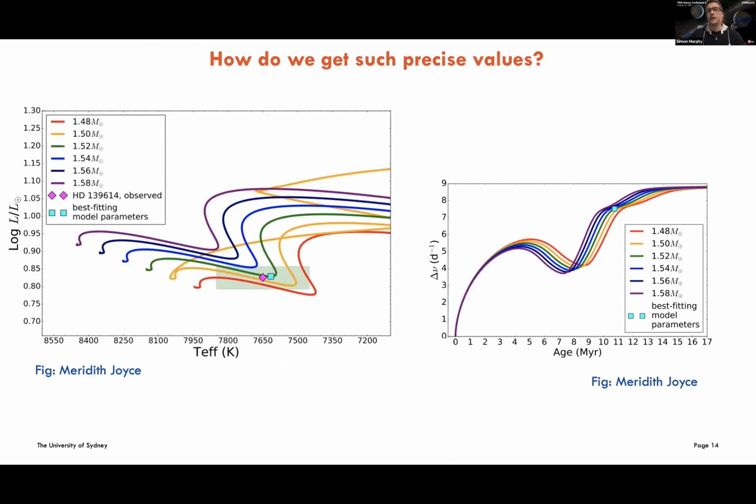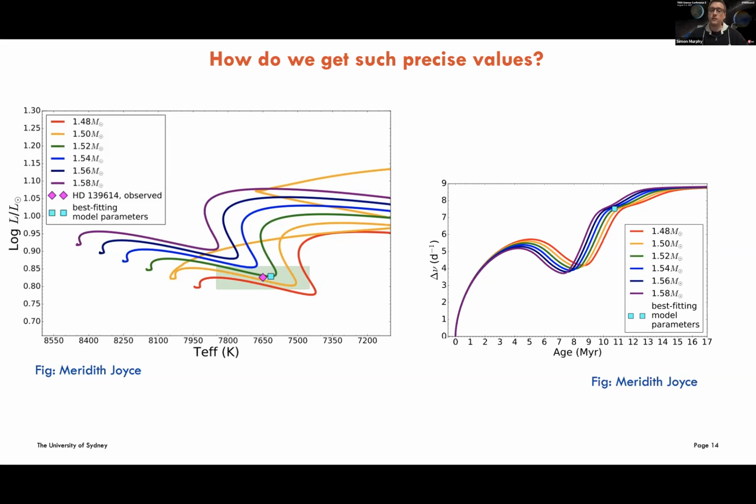So how is it that we get such precise values? Well, on the left here is the same HR diagram that I showed previously. And these are 6 tracks with slightly different masses of the same metallicity. And then in the panel on the right, what I'm showing is the delta nu, that's the large frequency separation, as a function of age. And you can see that delta nu changes very rapidly for these stars, and there is mass sensitivity.